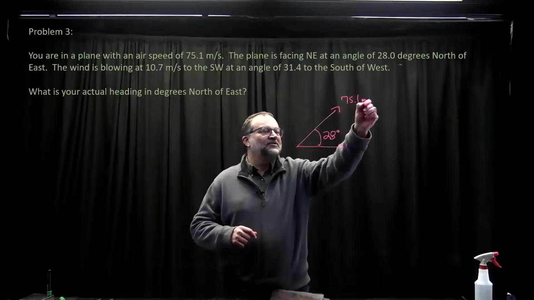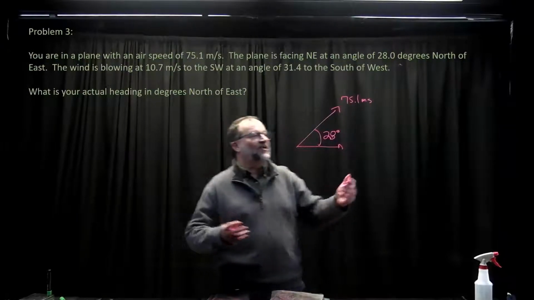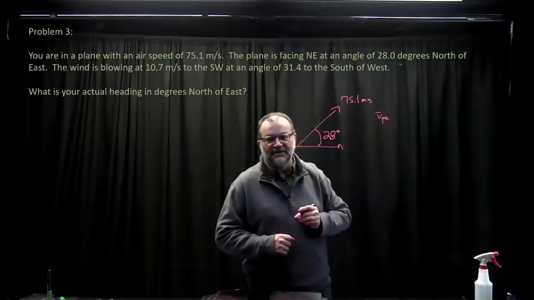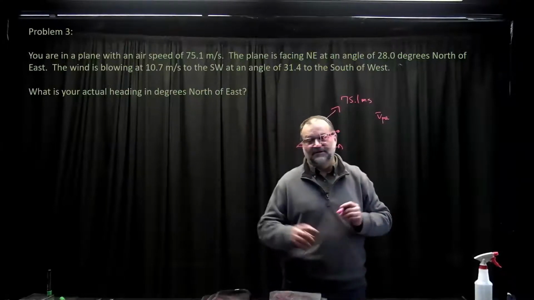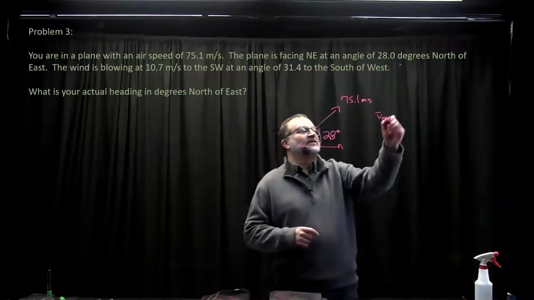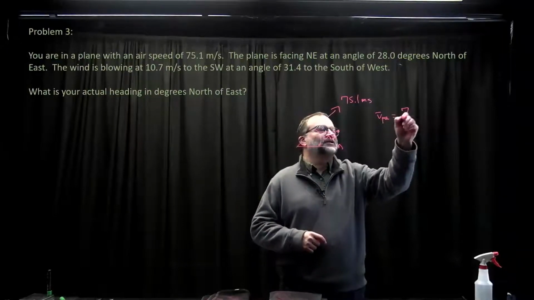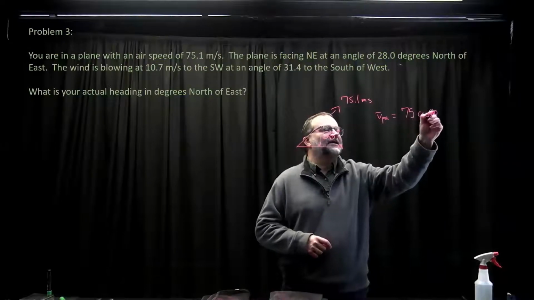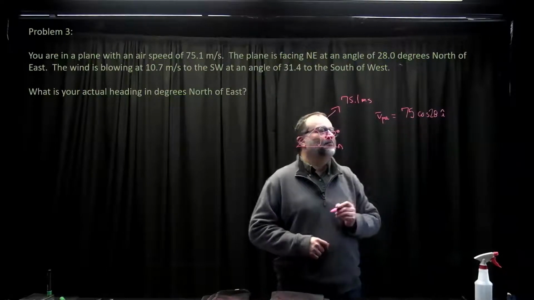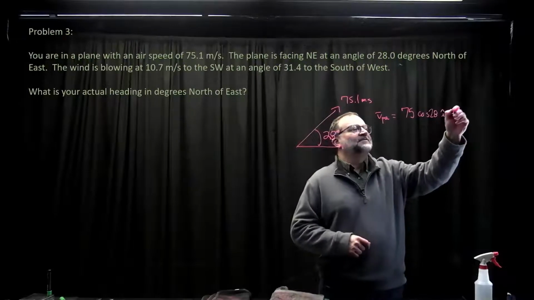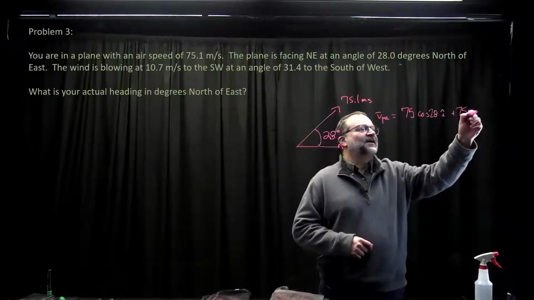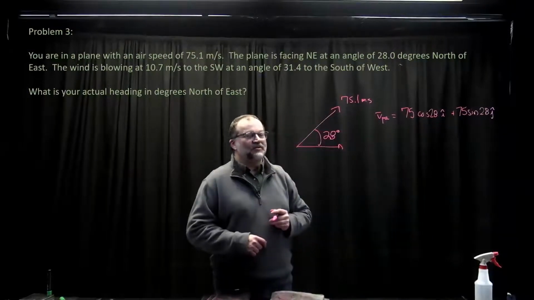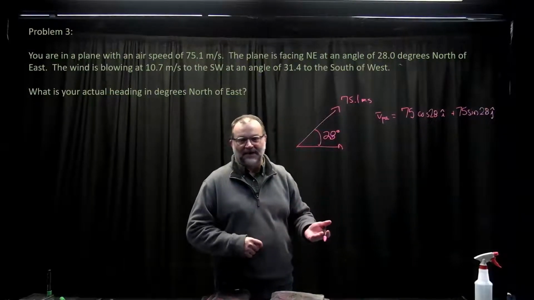75.1 meters per second. So we now have the velocity of the plane with respect to the air, because this is your airspeed, right? So I'm just going to use 75 times the cosine of 28 as our I hat component, and 75 times the sine of 28 as our j hat component. So that's the velocity of the plane with respect to the air.